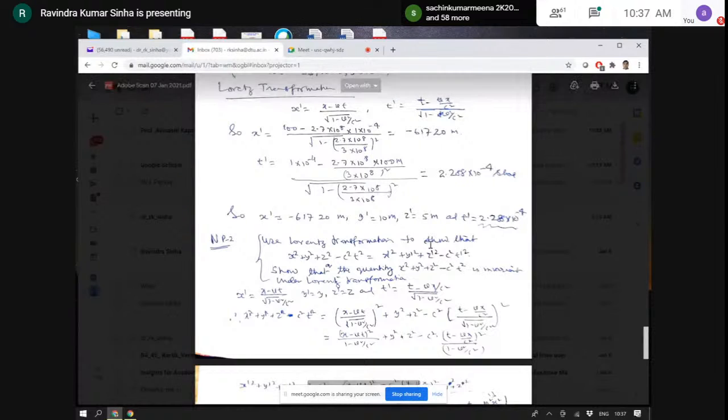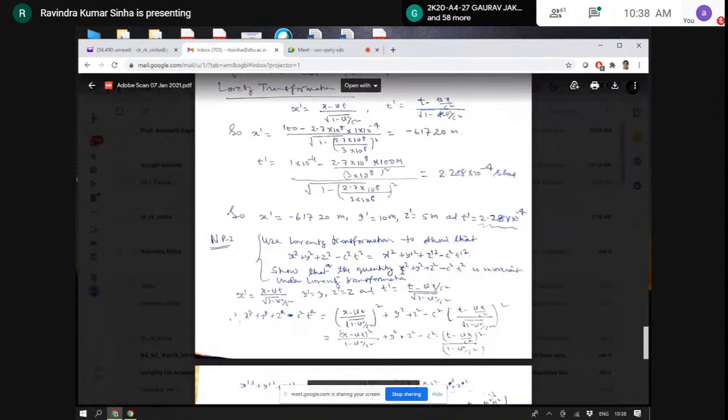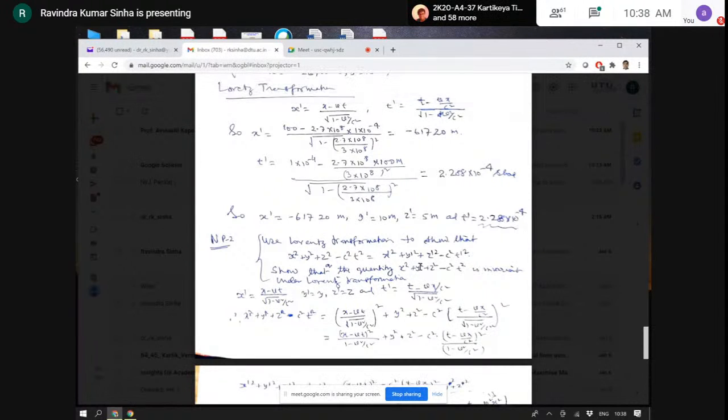Now use Lorentz transformation. This is the problem number one. The another problem is: use Lorentz transformation to show that this expression x square plus y square plus z square minus c square t square is equal to this quantity. Or sometimes this same problem can come: prove that x square plus y square plus z square minus c square t square is invariant under Lorentz transformation. That is, the expression will remain same if we are using it from the another frame of reference.